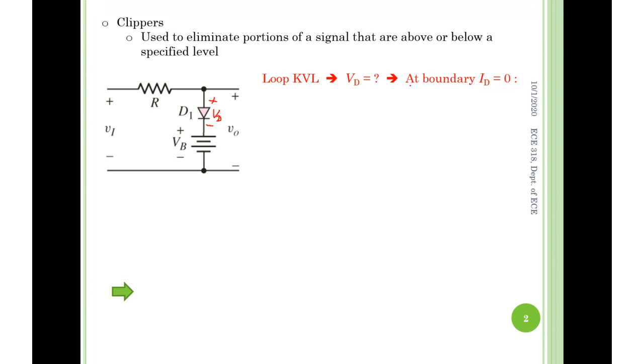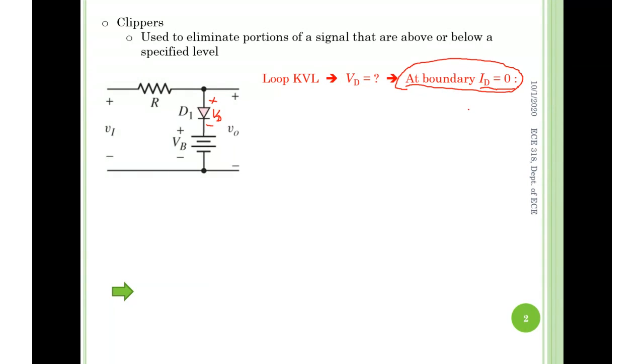And then the tricky part is the boundary condition. What does boundary mean? Boundary between on and off state. The diode is not fully on yet, but it's trying to be turned on. At that boundary moment, we assume the diode is not fully on yet, so we assume the diode current is 0. So basically, the diode at that moment is not on yet, it is off.